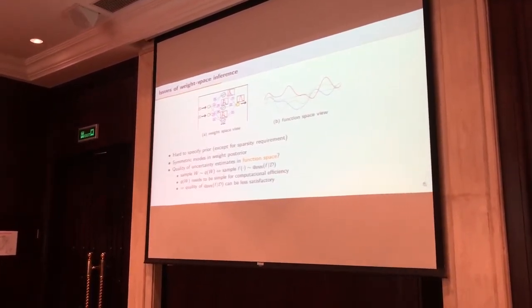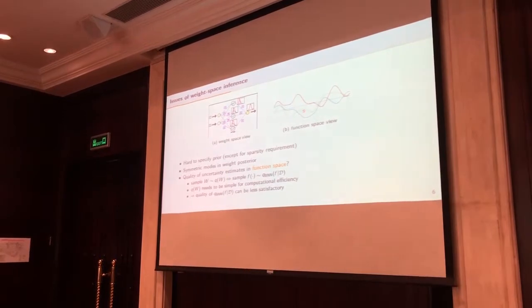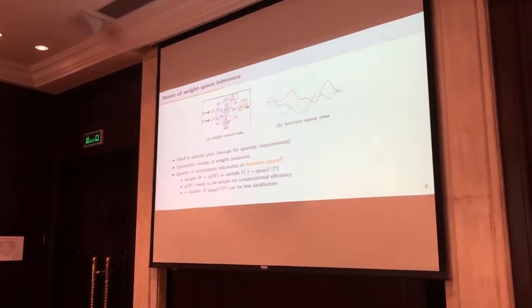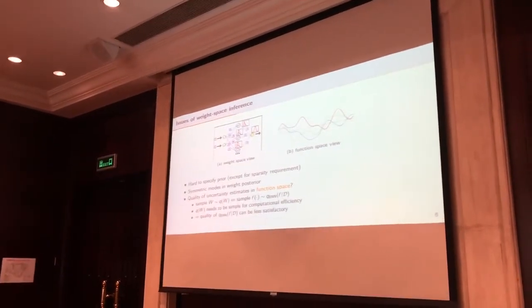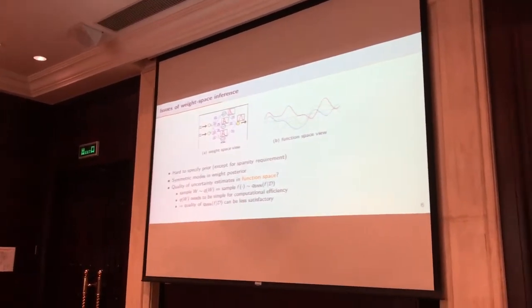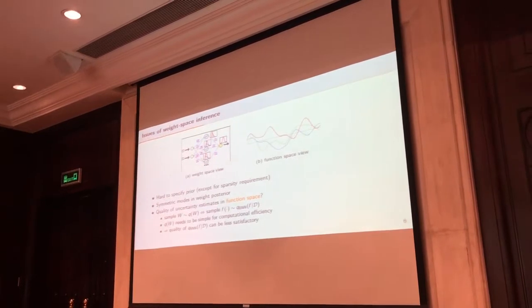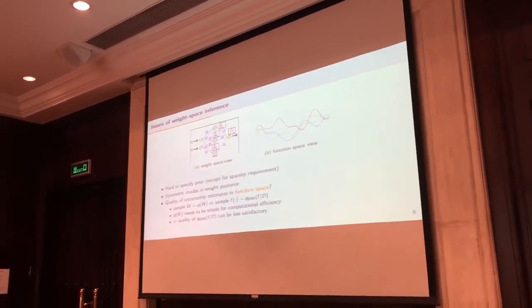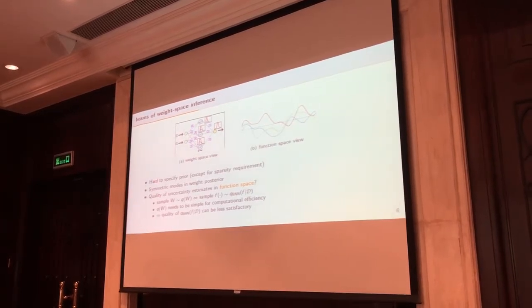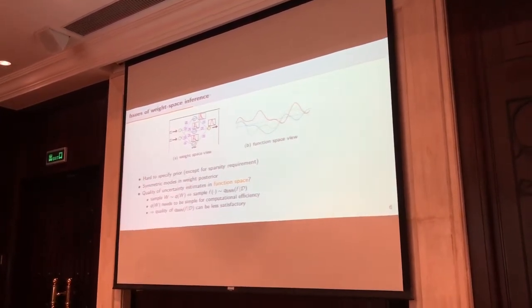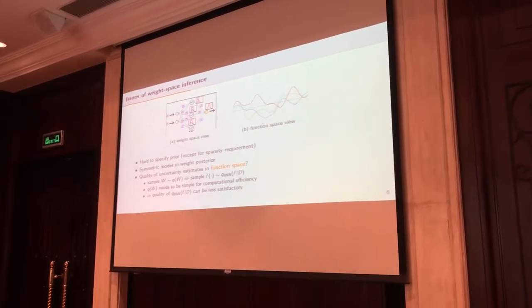I'm arguing that we should use this kind of function space view to think about uncertainty. Because what we actually care about, like in the previous slides, the matrix I showed you, is actually computed in output space, which is the function output. I'm basically just listing some problems of considering a weight space view, but they are not important to discuss. If you want to know more, we can chat.